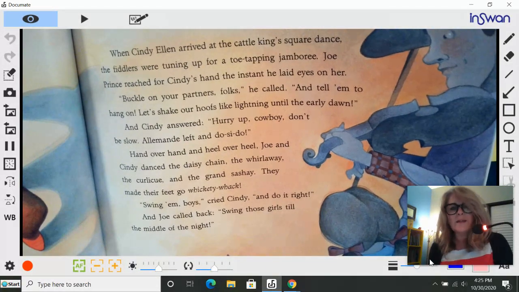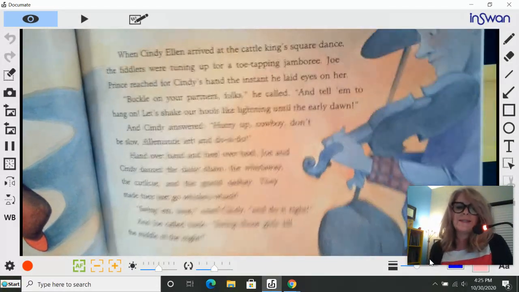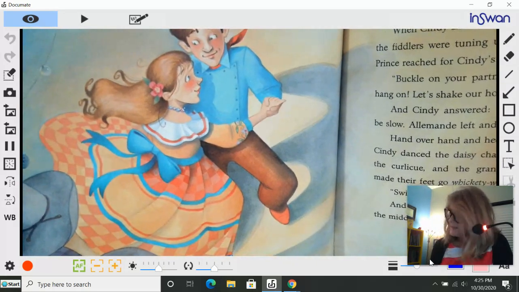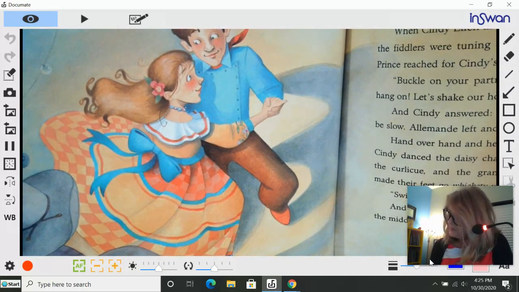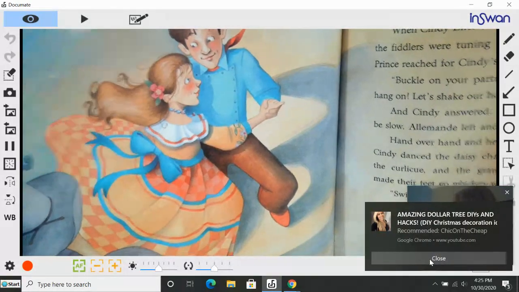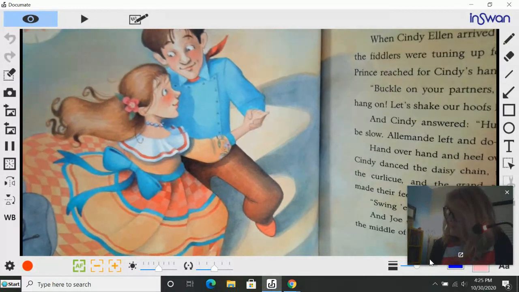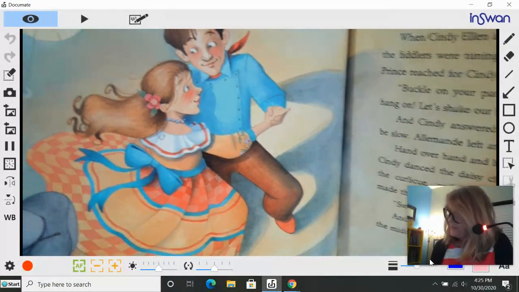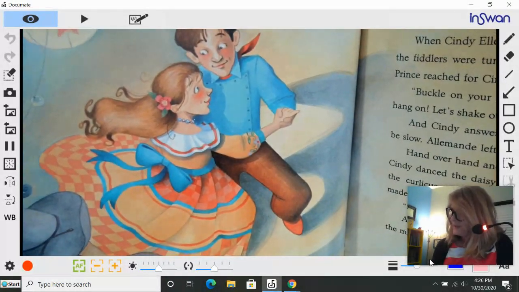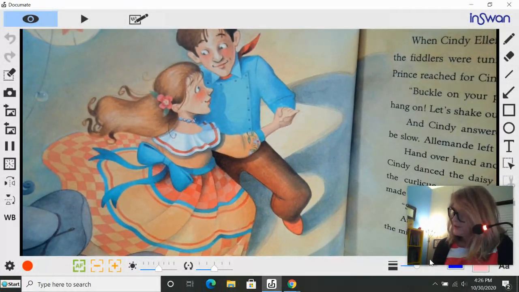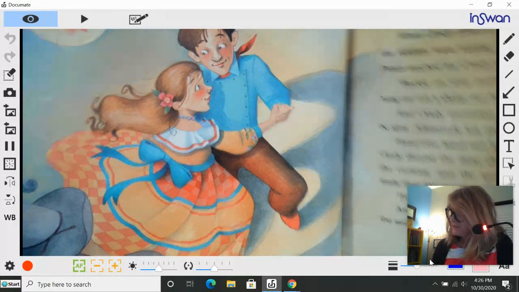Hand over hand and heel over heel, Joe and Cindy danced the daisy chain. And here they are, dancing the daisy chain, the whirl-away, the curly-cue, and the grand sachet. They made their feet go wickety-whack. "Swing 'em, boys," cried Cindy, "and do it right." And Joe called back, "Swing those girls to the middle of the night."